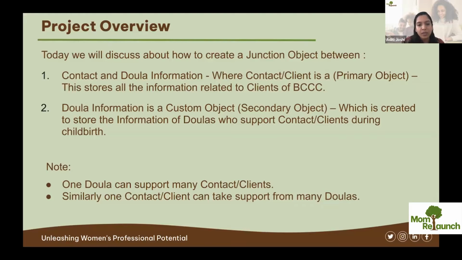Here in the BCCC Salesforce org, we have two objects: contact client and doula information. By creating a junction object, that is client doula, we can create a relationship between many contact clients to one doula and many doulas to one contact client who has given services to that particular client. A junction object in simple terms can be called a custom object with two master-detail fields. We'll be discussing this junction object today.